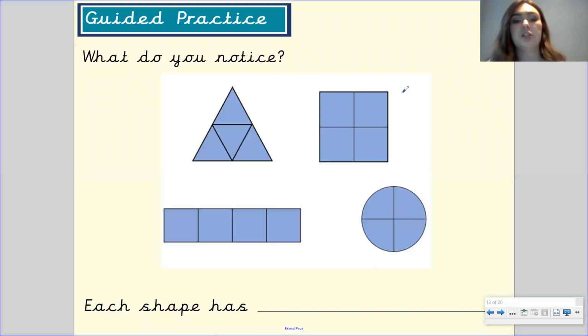Okay, let's have a look at these shapes. So you've got 4 shapes. You've got a triangle, a square, a rectangle, and a circle. And I want you to have a think about what you notice about each of these shapes. So pause the video to have a think.